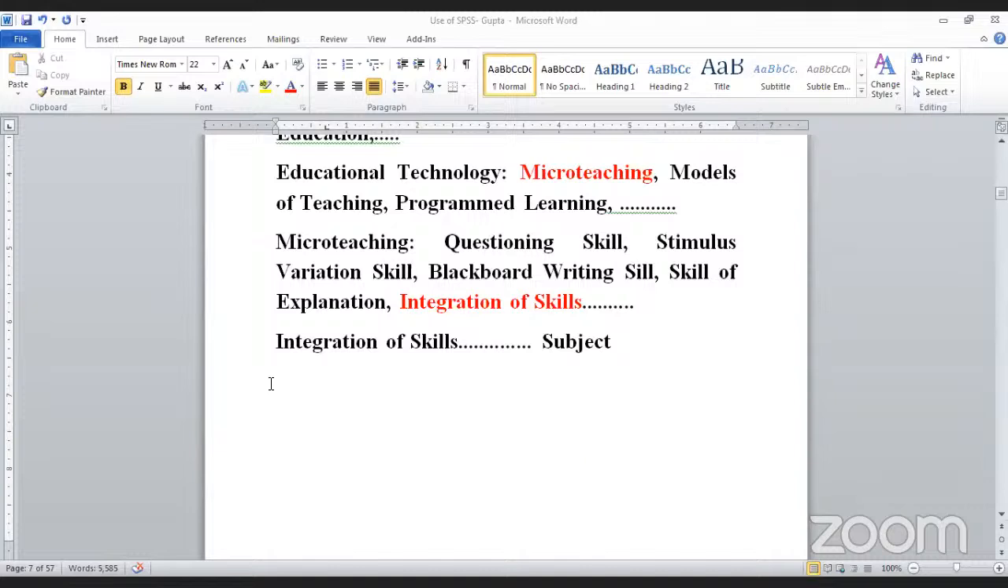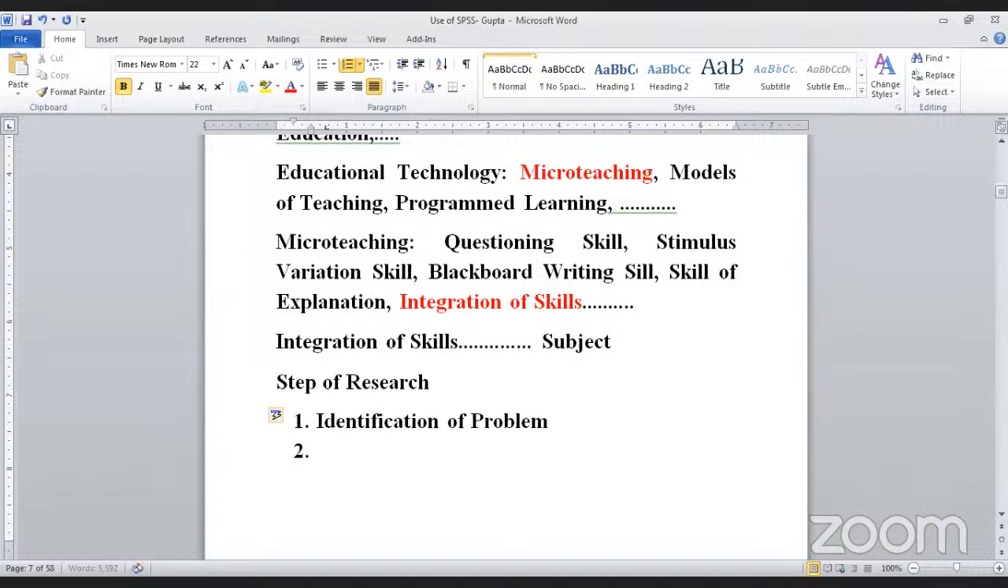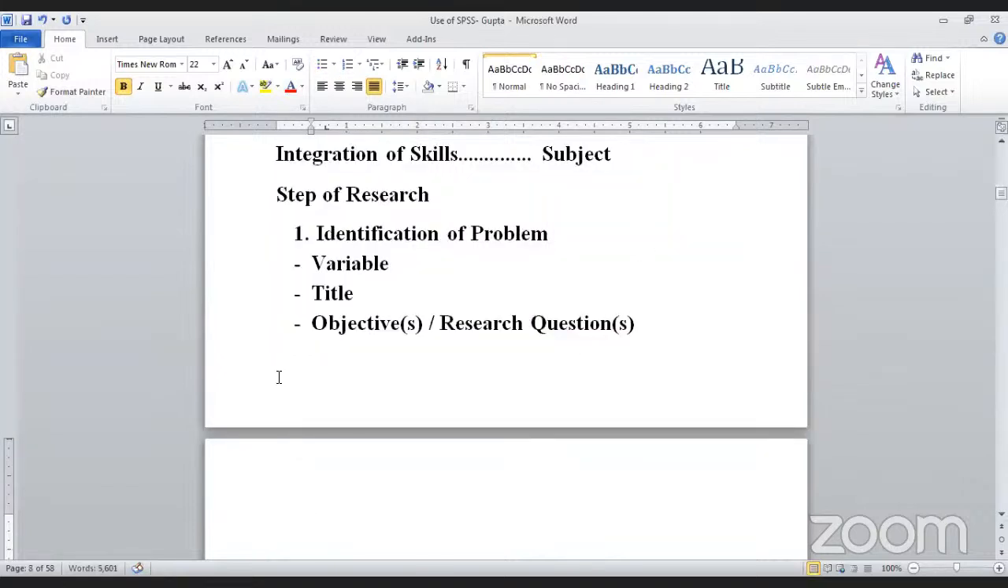Now, I'm taking the first step. The first step is, as I said, identification of problem. And in this, you must know the variable. Then you must know how to write title, and you must know how to write objective or research question. So let me take the variable first.